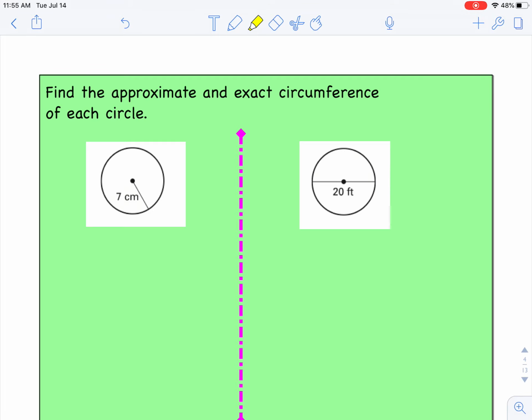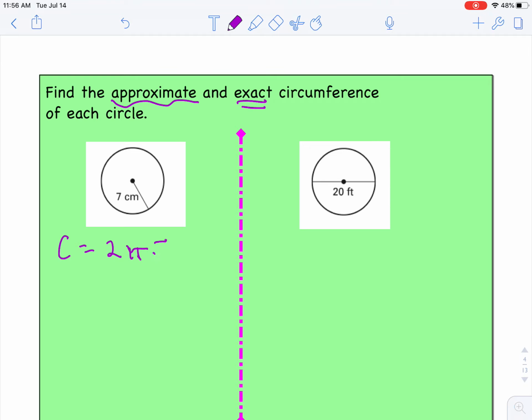So let's do a couple examples here. And again, I'm not going to work out every single one because this is pretty basic for you guys. But remember, there's a difference between approximate and exact. Many of you missed that on the last assessment. You didn't really understand what exact was. You just thought you give more decimal places, and that's not correct.